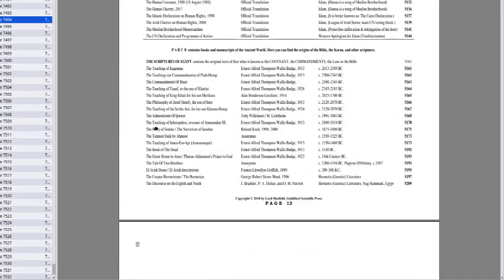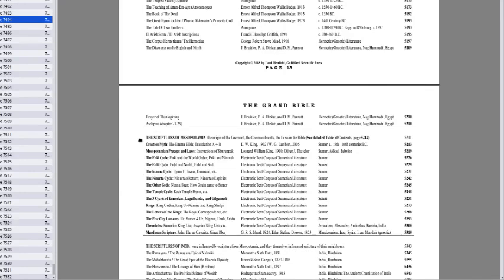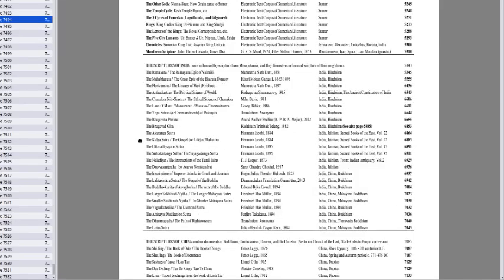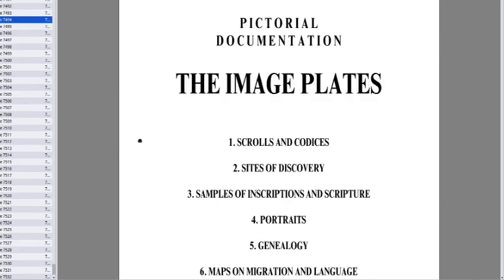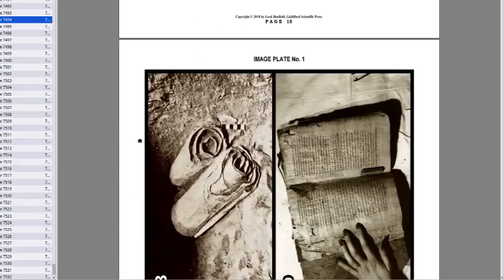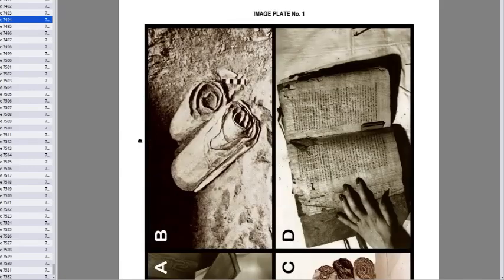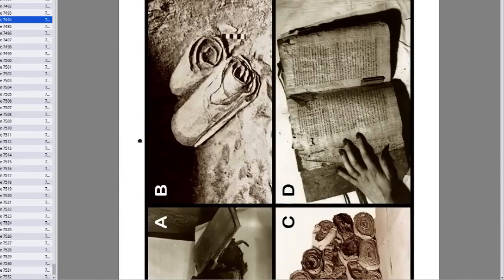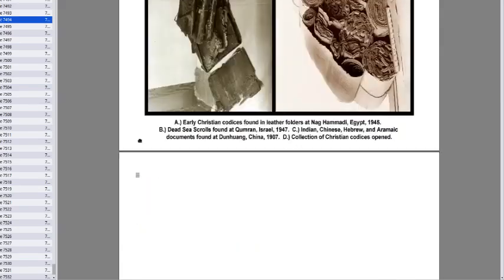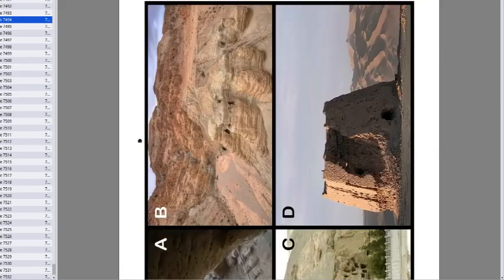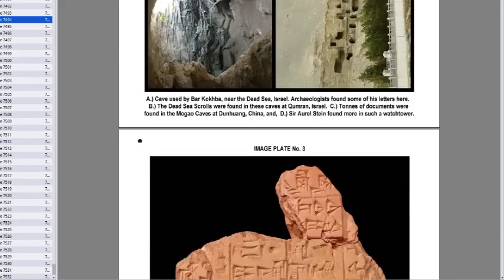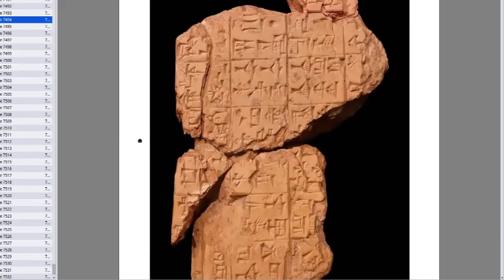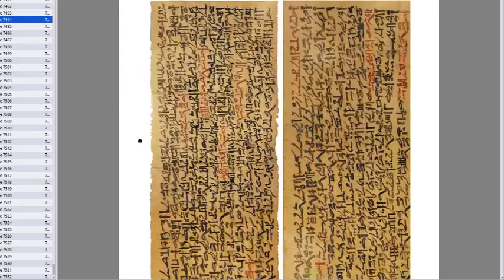The Reformation, the Quran, scriptures of Mesopotamia, the origin of the covenant, the commandments, the laws in the Bible, scriptures of India, scriptures of China. Then you've got the image plates, as we showed at the beginning of this video, all these different scrolls, manuscripts, codices, or books, and where they were found, Qumran, etc. Cuneiform tablets, clay tablets, the Egyptian.